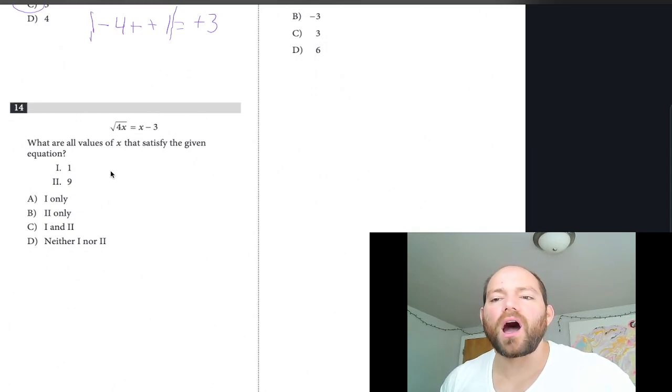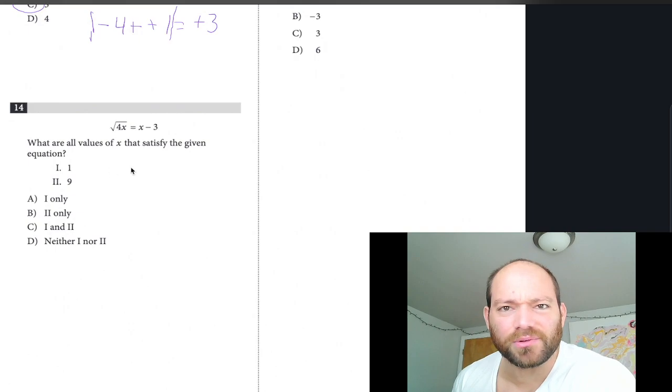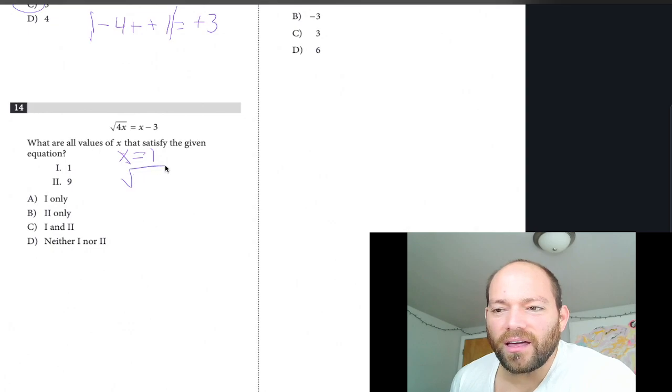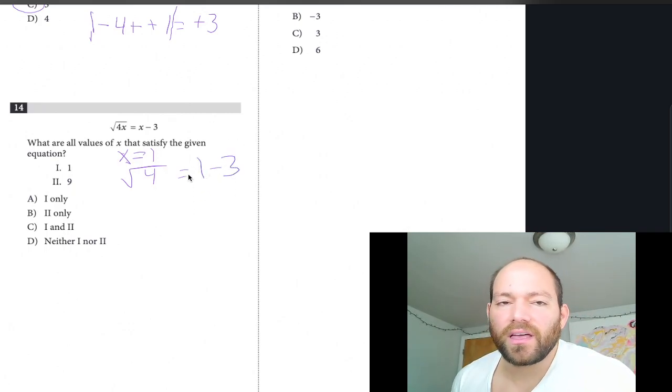But on a multiple choice test, how about we just do that from the beginning? They give us the possible answers here, right? X equals 1. Let's try that. So that would be the square root of 4 times 1 is 4 equals, not x minus 3 anymore. It's going to be 1 minus 3. We can already see this is going wrong. Square root of 4 is going to be 2. 1 minus 3 is negative 2.